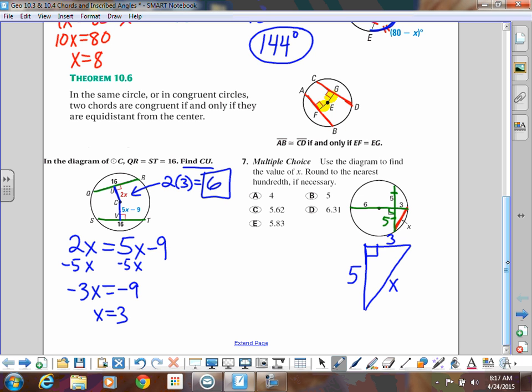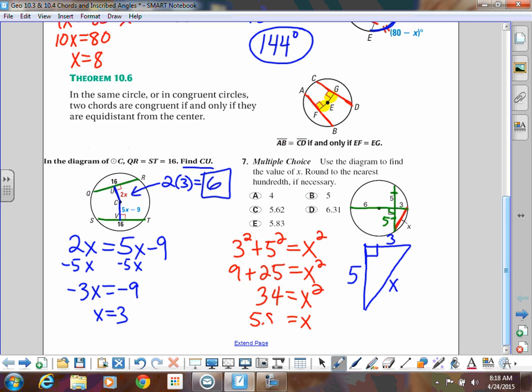So if we know two sides of a right triangle, we're going to use Pythagorean theorem. Just make sure that your x goes in on the c squared side. So if I square 3 and 5, then add those together, I'm going to get 34 equals x squared. And then I'm going to square root both sides, and that's going to give me 5.83. Now here I can stop at x, that's what they wanted me to find. So that would just be answer choice E.